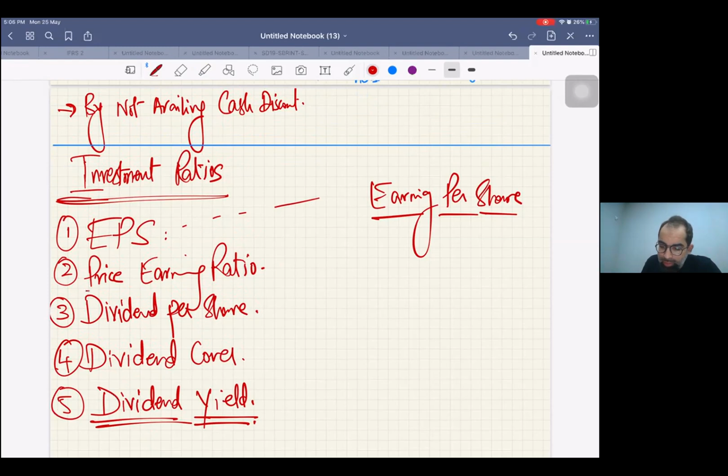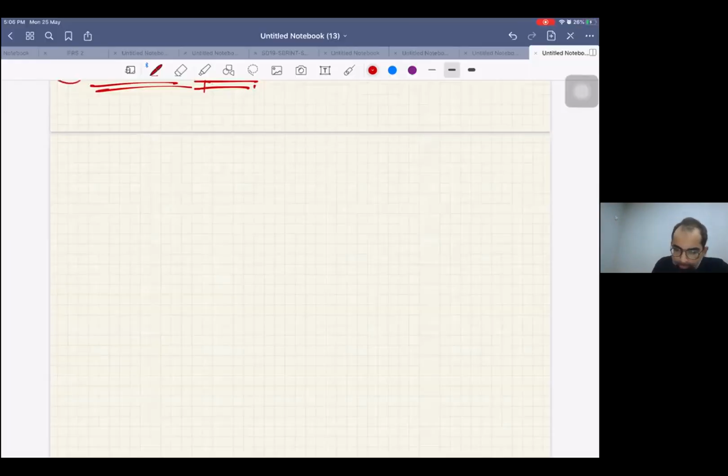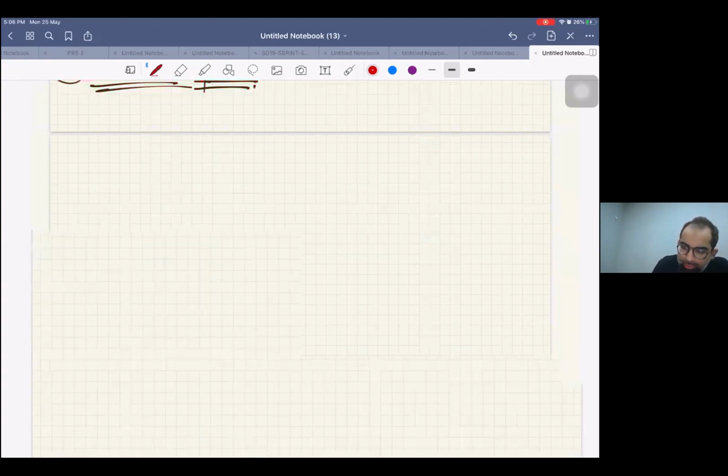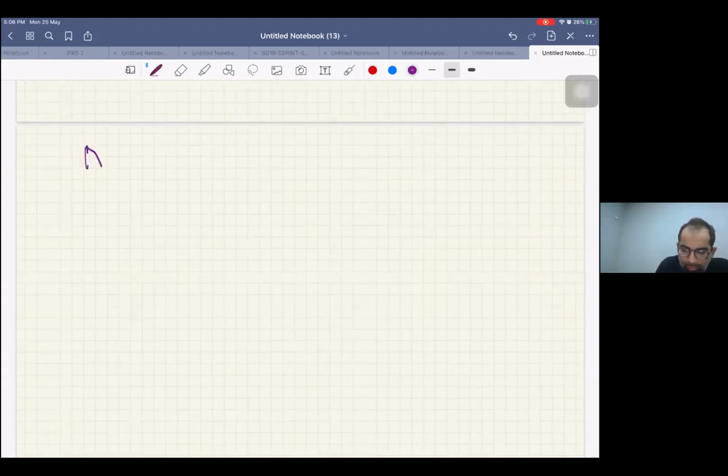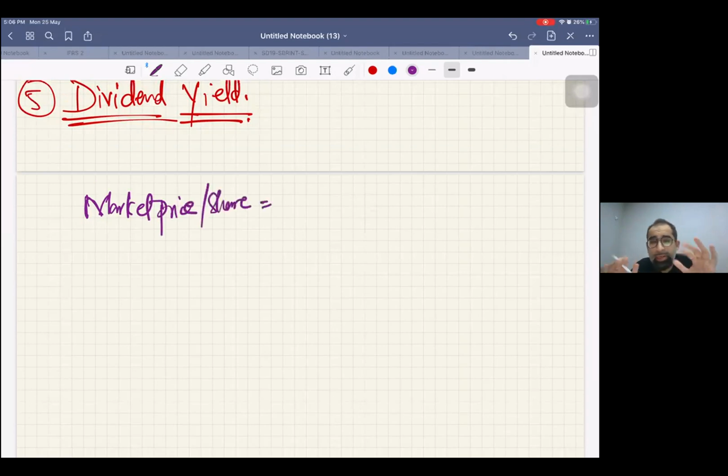Now the second ratio, which is very important, that is price earning ratio. In the stock market, this is the formula for calculating market price per share. Look at here, market price per share. How do we calculate market price? Market price is basically the product of two ratios. Number one is EPS. And the second is price earning ratio, P/E ratio. That means market price is dependent on both of them.